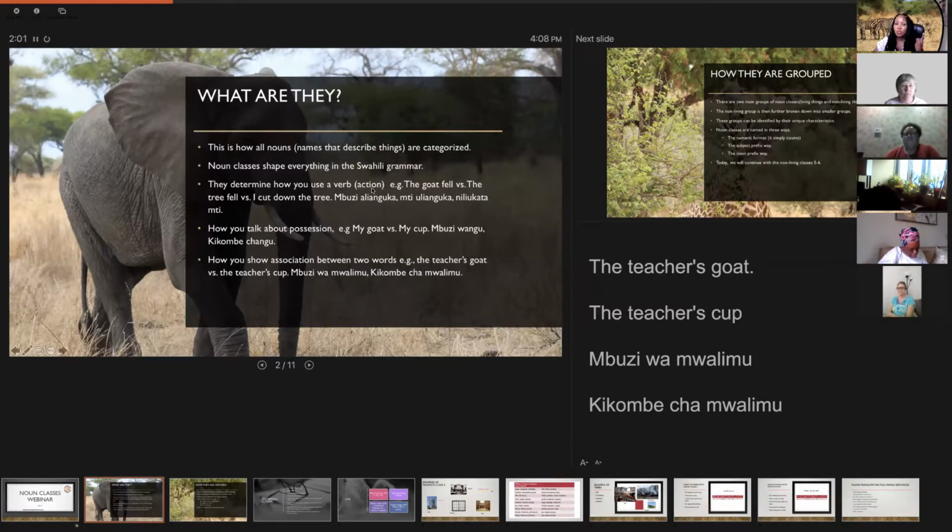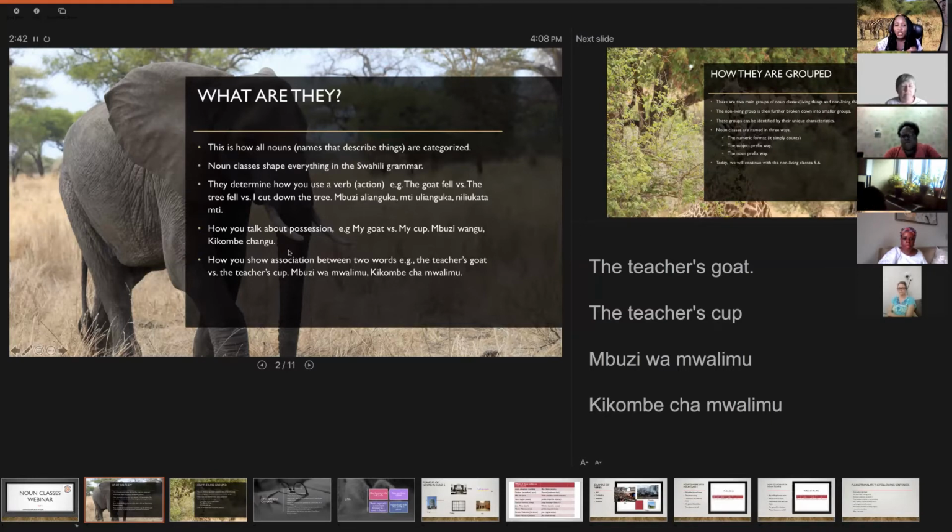They determine how you use a verb, that is an action. For instance, I have an interesting sentence here. I have never seen a goat fall, but just in case it fell, it would look something different. The goat fell versus the tree fell versus a cat down the tree. So the first one is mbuzi lianguka. Mbuzi belongs to a different noun class, so it looks different. Mti lianguka. Mti and mbuzi belong to 2 different noun classes, so that verb is going to look different. And then niliukata mti, so the object infix is changed. Do not worry, I'm just showing you how the different verbs behave depending on the different noun class.